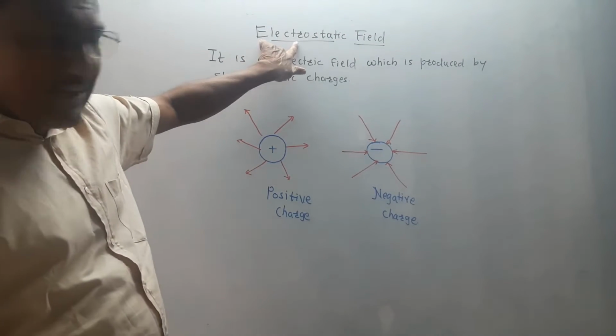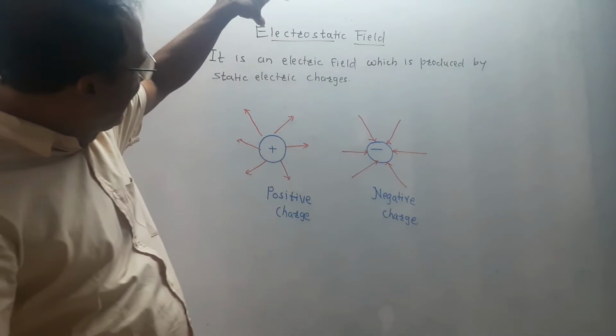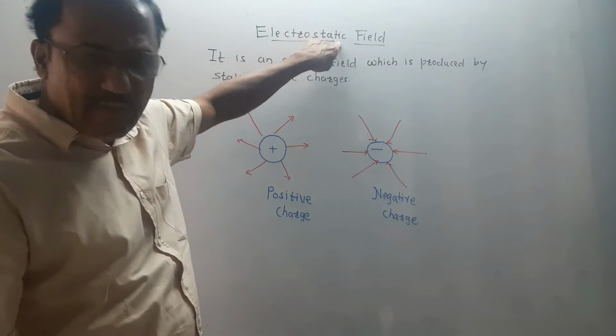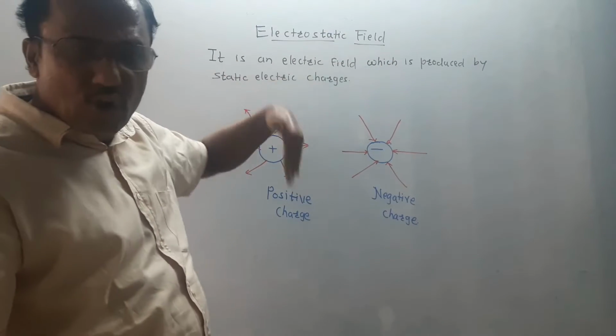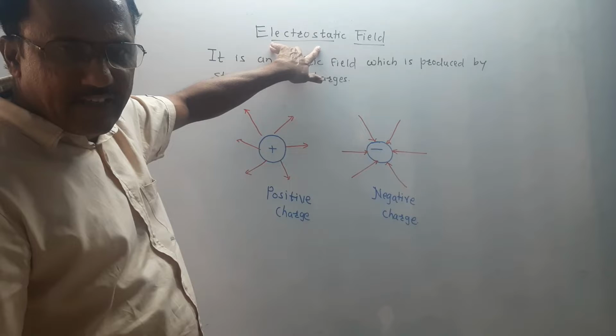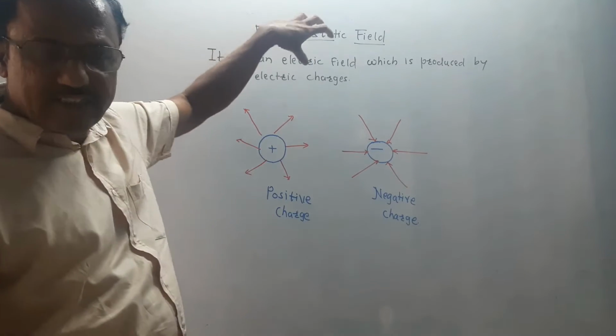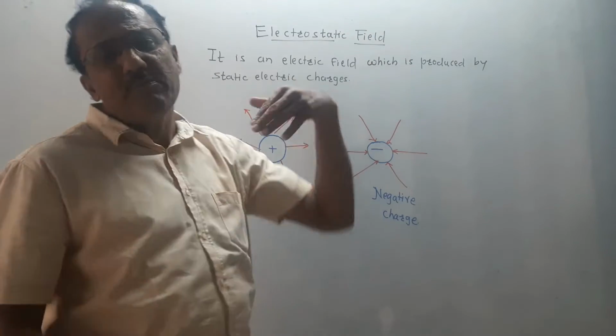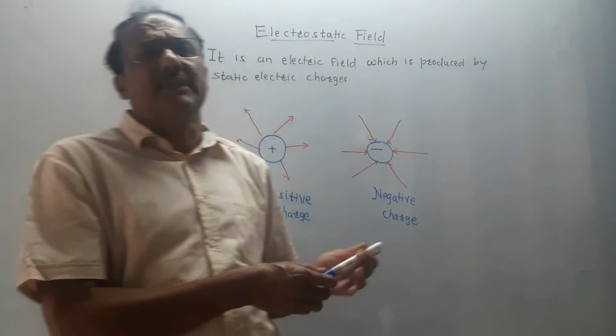Now, what is the meaning of this word electrostatic? It is something related to electrical, and static means the things are not changing, they are fixed. So electrostatic means certain electric charges are constant and they are not changing. Field, what is the meaning of field? Let us understand one concept.